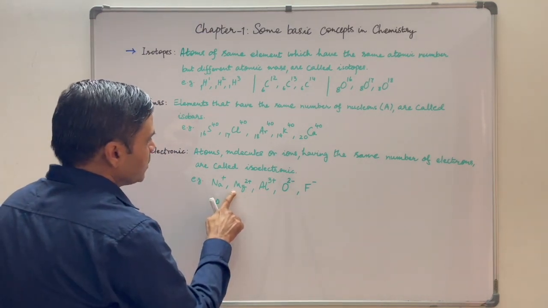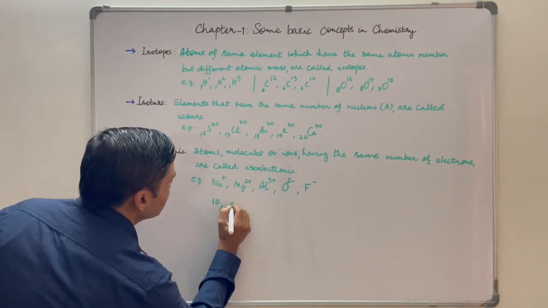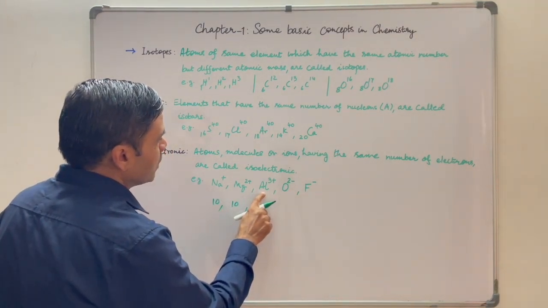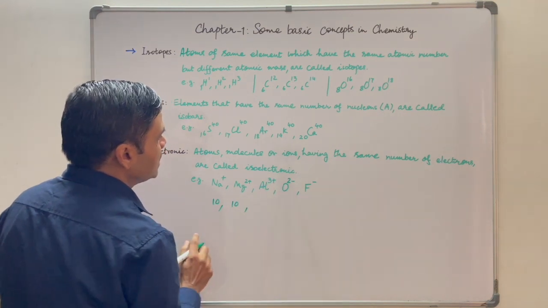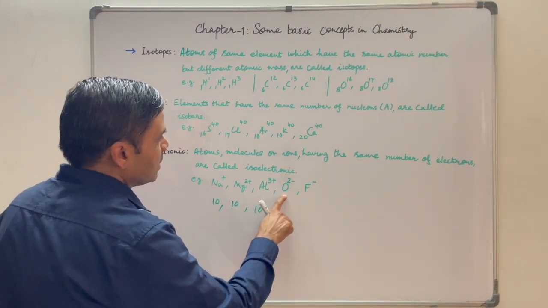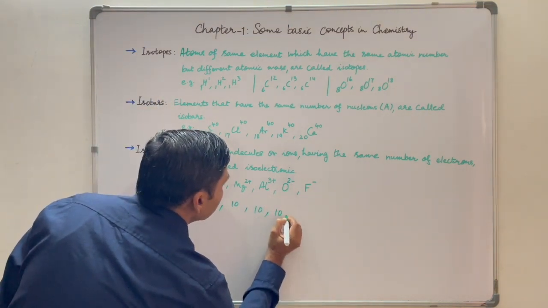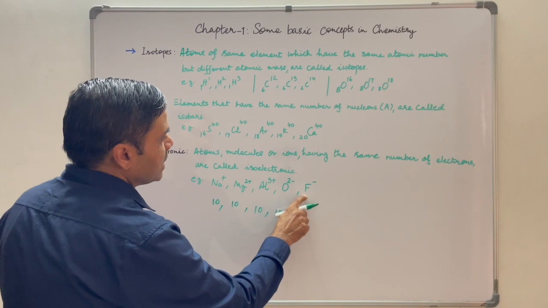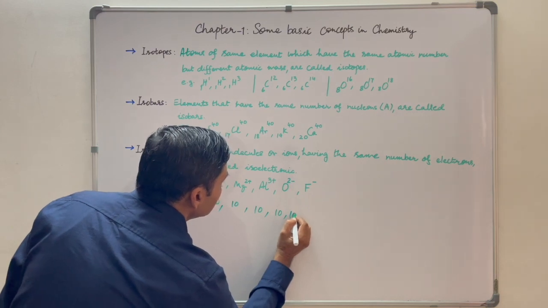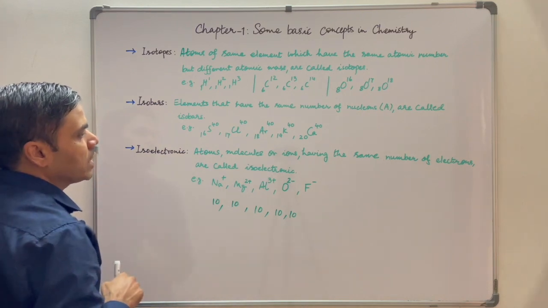Atomic number of magnesium is 12. So number of electrons it will have 12 minus 2, that is 10. Atomic number of aluminium is 13. So number of electrons it will have 13 minus 3, means 10. Atomic number of oxygen is 8. It has 2 surplus electrons, means 8 plus 2, 10 electrons. Atomic number of fluorine is 9. It has 1 surplus electron, means 9 plus 1 is 10. So you see, all have 10 electrons. So they all are isoelectronic.